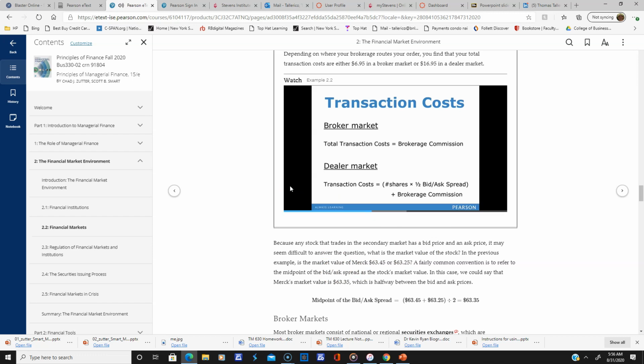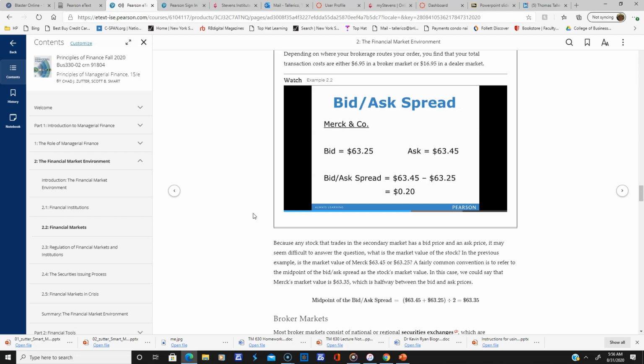This means that in comparison to buy and sell orders that are matched in a broker market, buy and sell orders executed by dealers pay an additional 1/2 of the bid-ask spread, or a half spread. It's this additional half spread that compensates the dealer for providing the liquidity necessary to execute the trader's trade. Recall that the midpoint of the bid-ask spread is commonly viewed as the security's market value, so in a broker market, the transaction price is simply the market price, but in a dealer market, the transaction price is the market price plus the half spread.